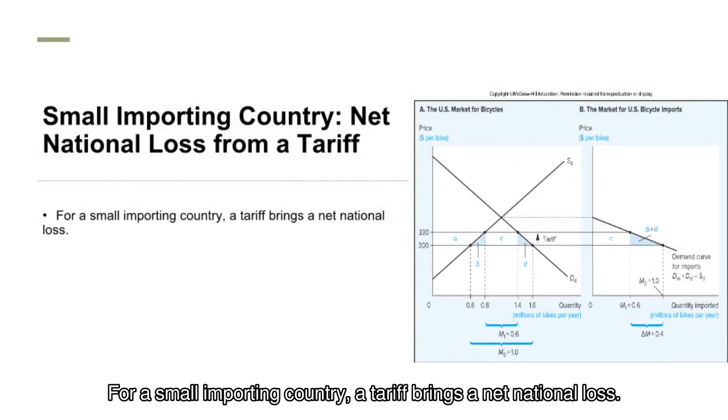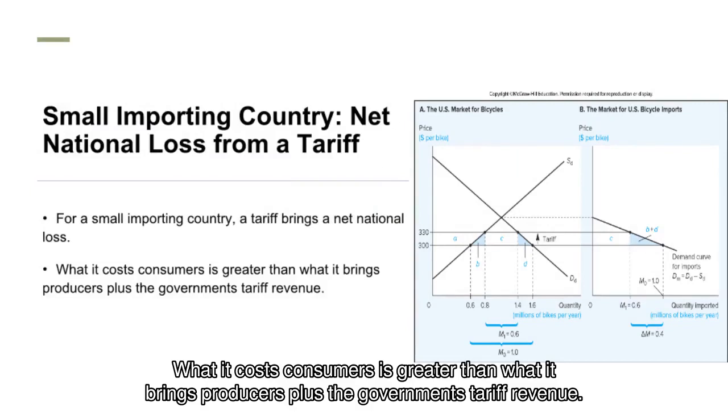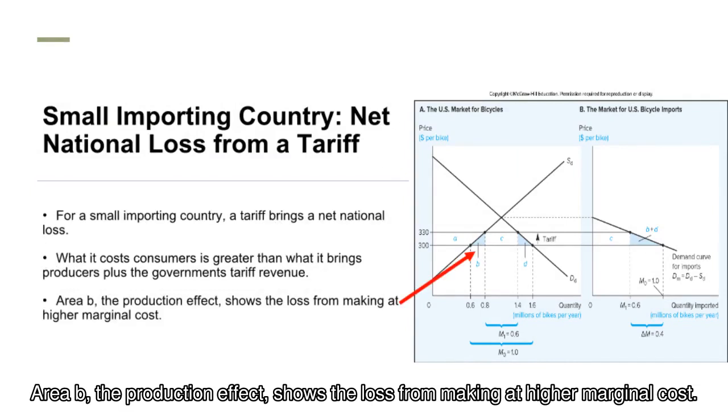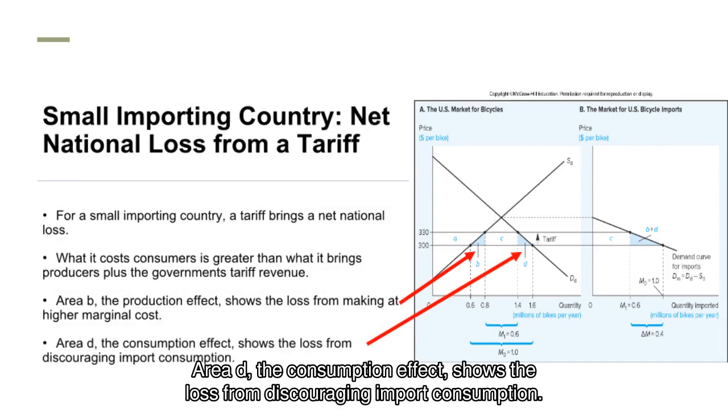For a small importing country, a tariff brings a net national loss. What it costs consumers is greater than what it brings producers plus the government's tariff revenue. Area B, the production effect, shows the loss from making it at a higher marginal cost. Area D, the consumption effect, shows the loss from discouraging import consumption.